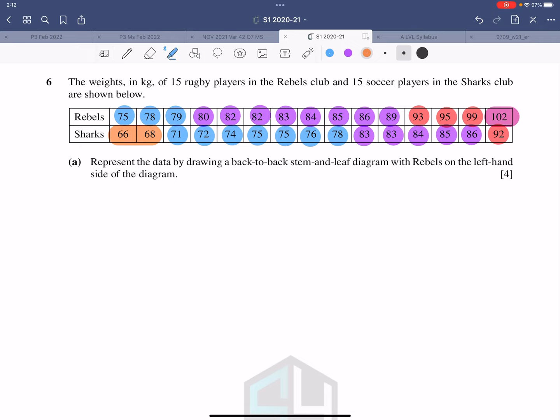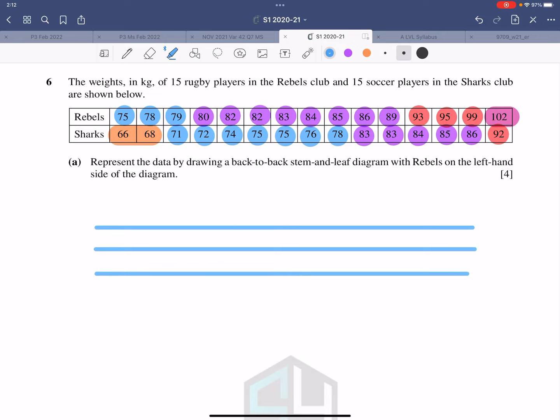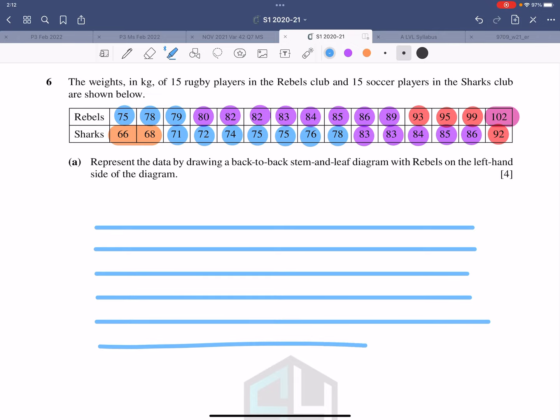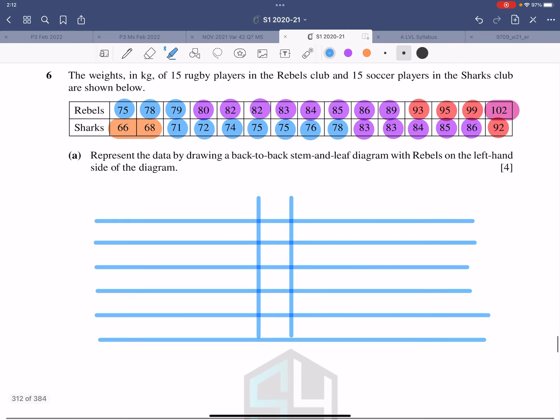So draw lines like this. 1, 2, 3, 4, 5, and 6. Maybe 6 lines are needed. And then draw the vertical stem in the middle. It says Rebels on the left, so write Rebels on the left. And what's on the right? That is Sharks.